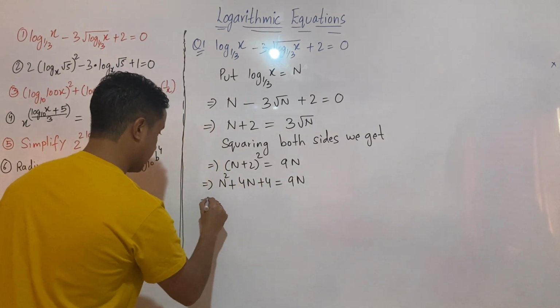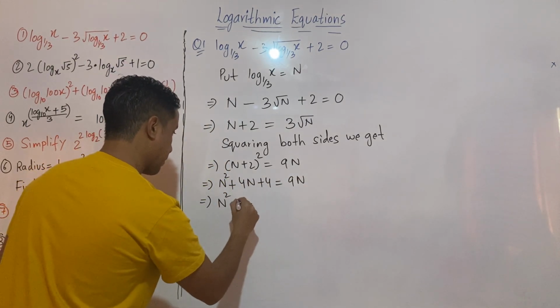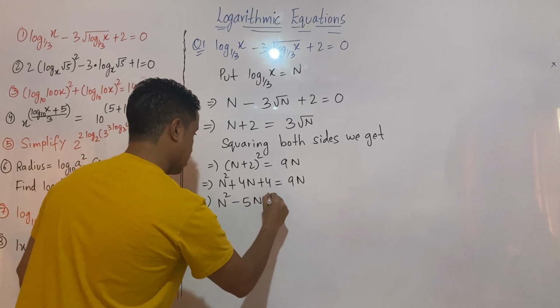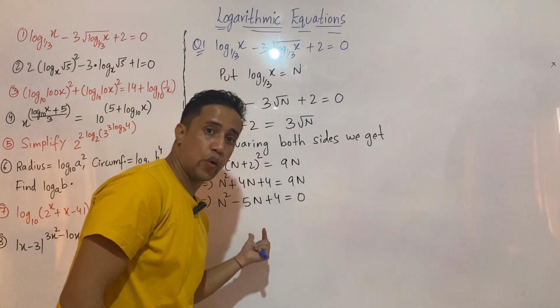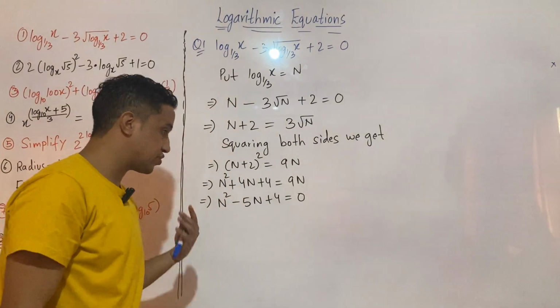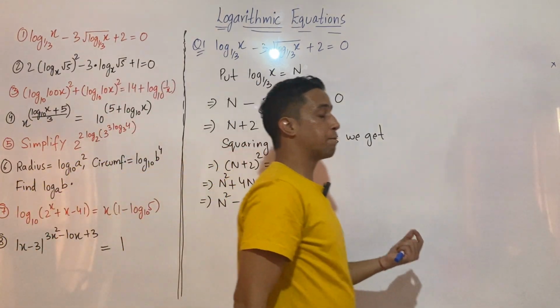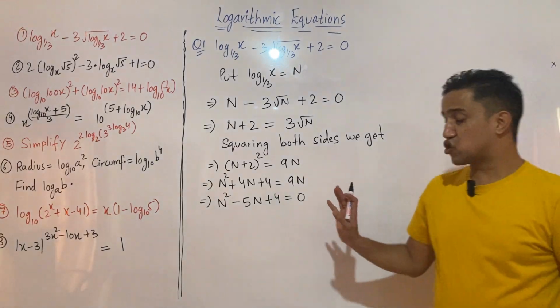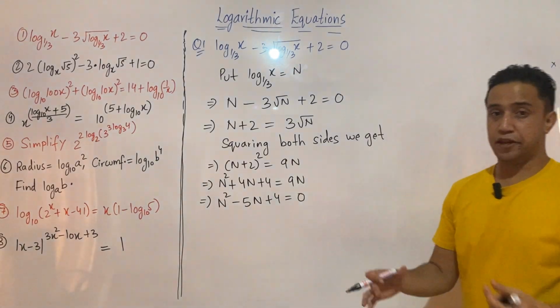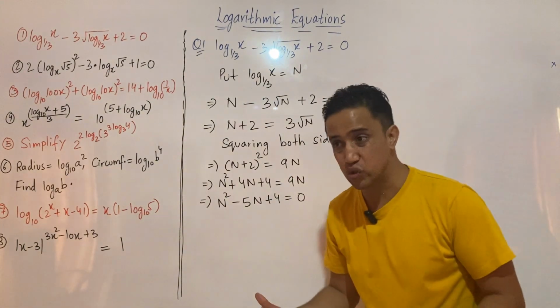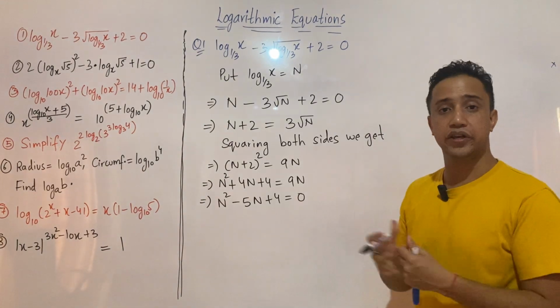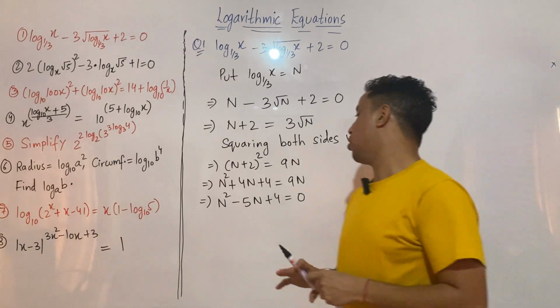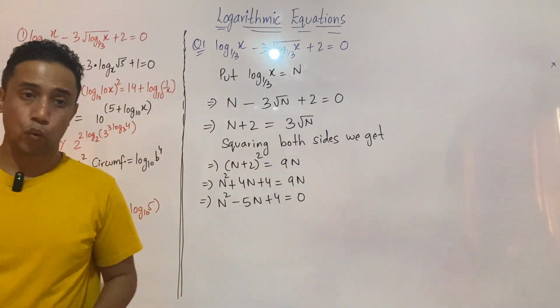So this will be n square minus 5n plus 4 equals 0. Now this is a quadratic equation. Quadratic equations are very important because these are such important equations in math that you have to use them in almost all the chapters, all the units. That's how important these quadratic equations are.